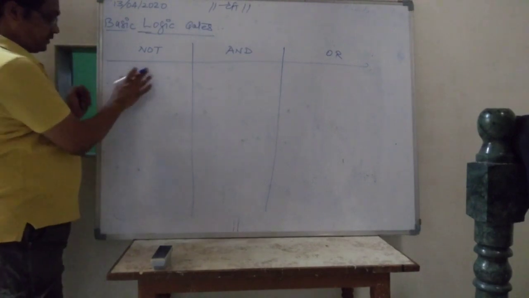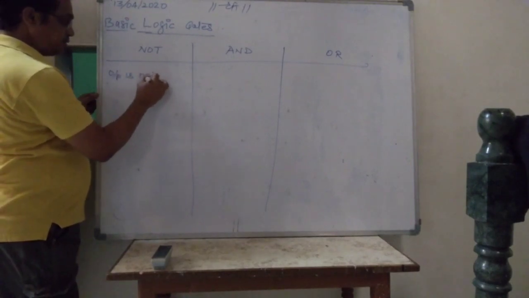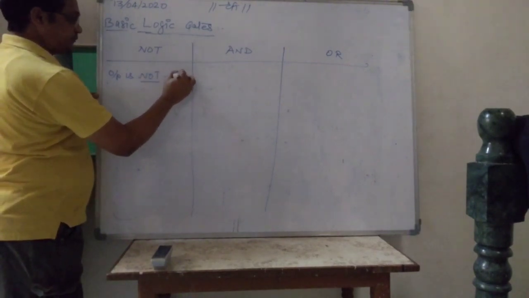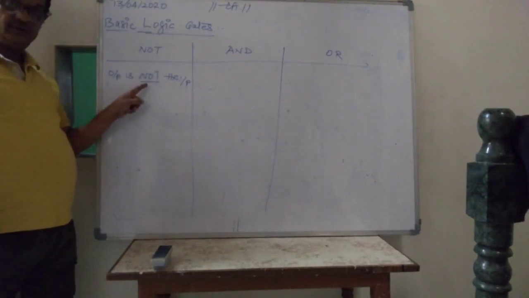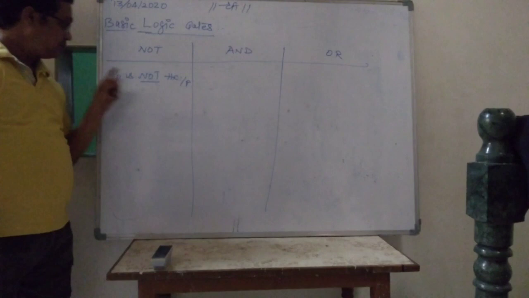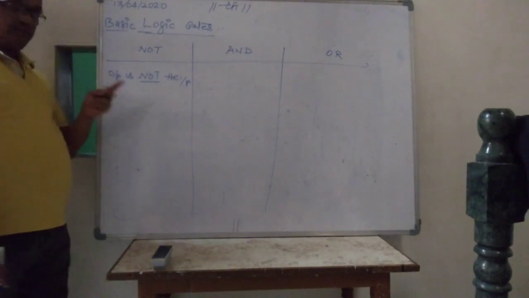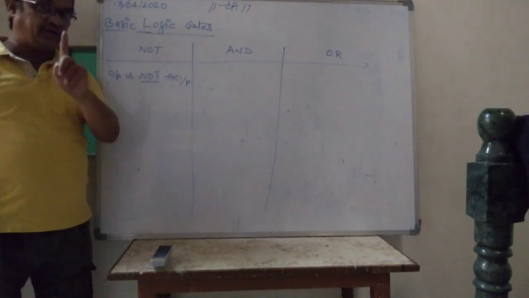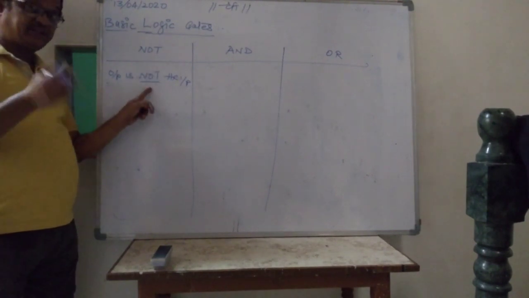NOT gate. Relation between input and output: output is not the input. I am mentioning the name of the gate. Output is not the input. This is the name of the gate, but the meaning is the dictionary meaning. Output is not input. So there can be only one input and one output, because we are talking in binary language, either 0 or 1.